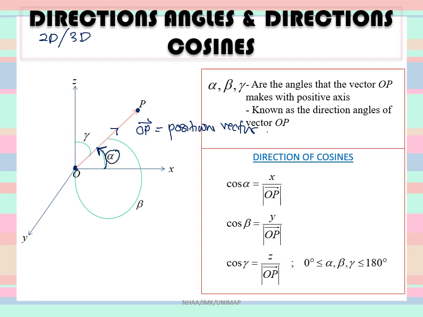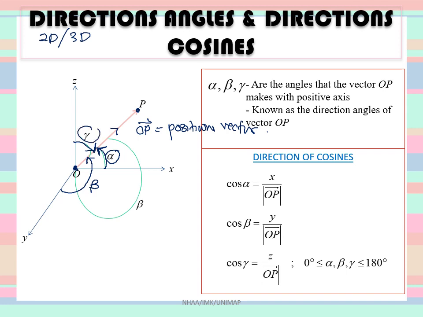If you measure the angle from the y-axis to your position vector OP here, this angle we call beta. And the last angle is gamma. Gamma is the angle in between your z-axis and your vector OP, so we denote it as gamma.